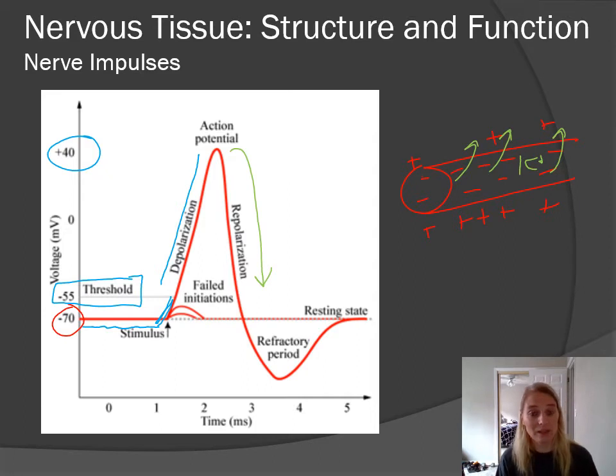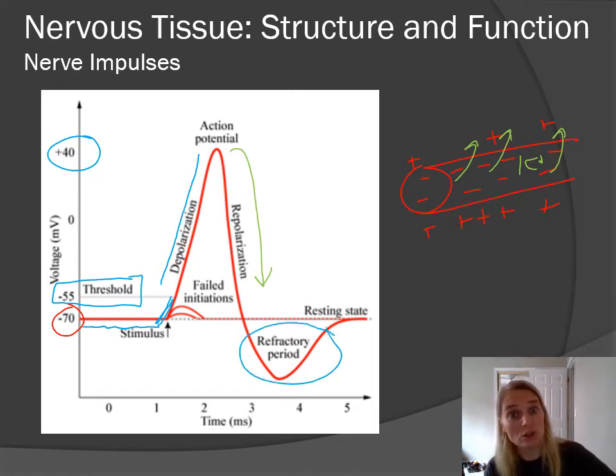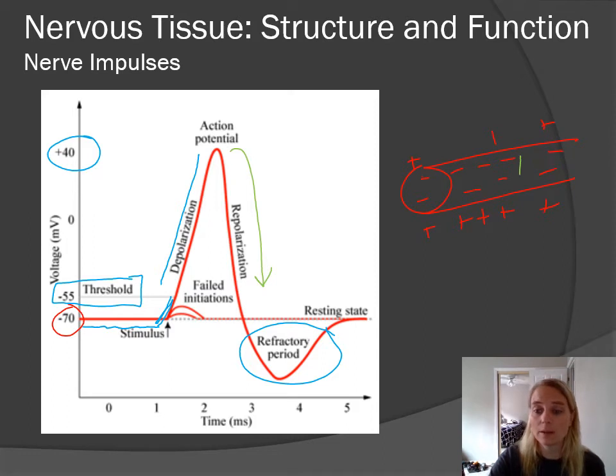When that potassium leaves, that's called repolarization. And then there's a period of time here called the refractory period. It's going to take a little bit of time. We actually overshoot our resting potential and get all the way down to negative 90 in most cells. But then we have our active transporter, the sodium potassium pump, pumping the sodium back out and pumping the potassium back in to get everybody back to rest. And eventually we will get back to rest. Look at my positives up here, my negatives in here, and we're going to be back to resting state.